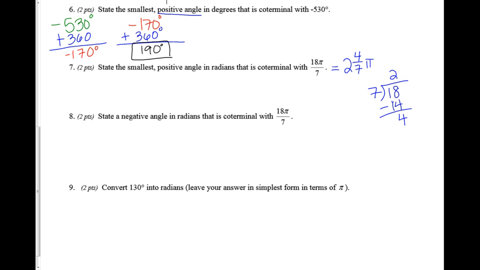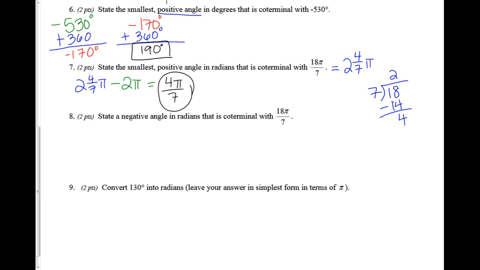pi. So if I subtract 2 4/7 of a pi, I can take away 2 pi from that because I could get smaller and still be positive, and that would give me just the 4/7 of a pi that I went over the 2 pi.